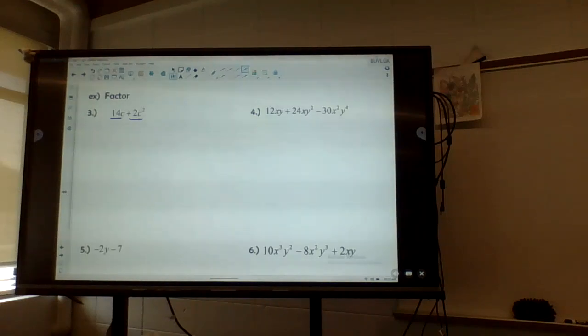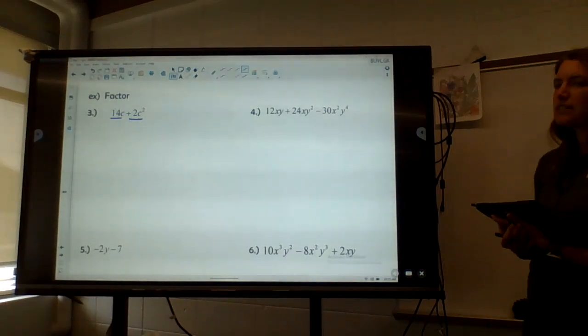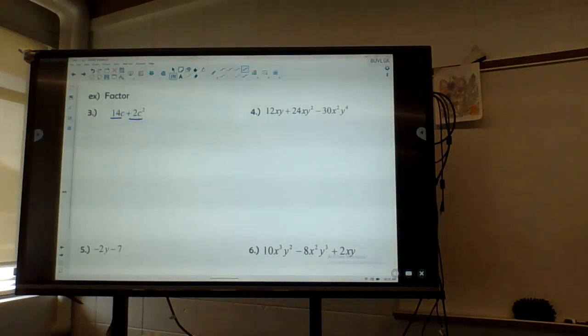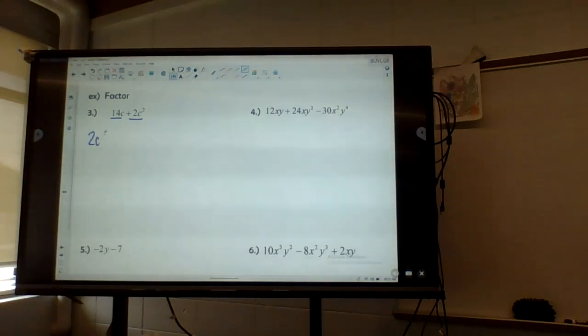So, for example 3 here. I don't know what happened to it. There's like 2 example 3s. Examples 1 and 2 are missing. But anyway, what goes into both of these? What would be my GCF? What is it? 2, and then what variable? 2c. So we're going to take a 2c out of each.